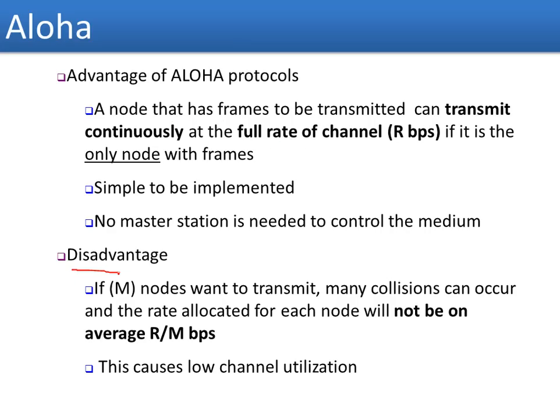Now, what is the disadvantage? The disadvantage is that if m nodes want to transmit and R is the bandwidth, Aloha would not offer R by m speed to every node, because there will be a number of collisions, because the throughput for Aloha is only 0.18, so it's very low. So it's not good for a channel where the number of users is very high.